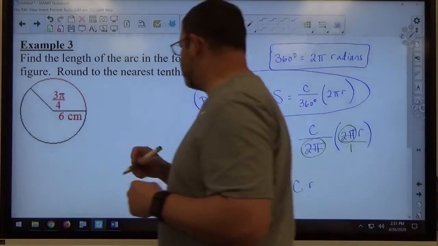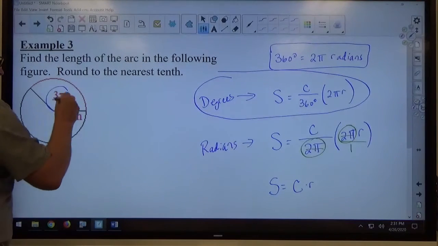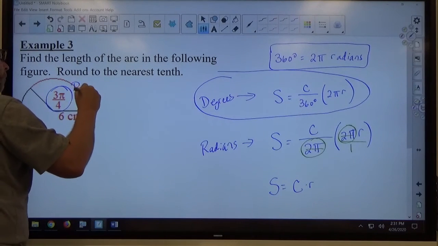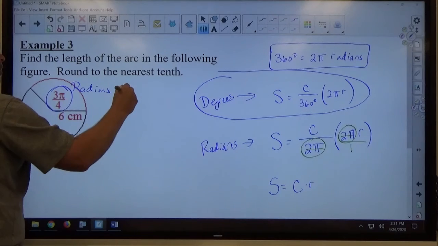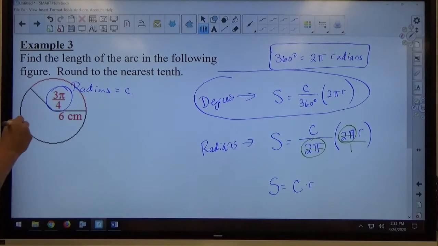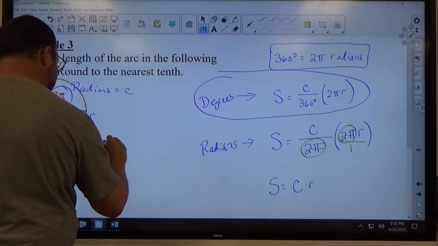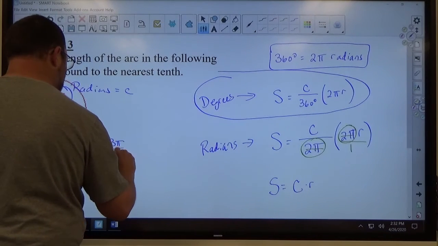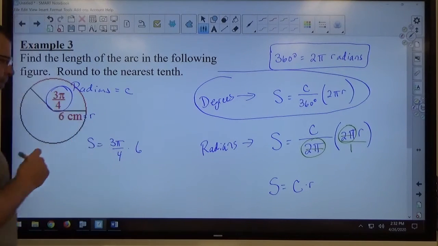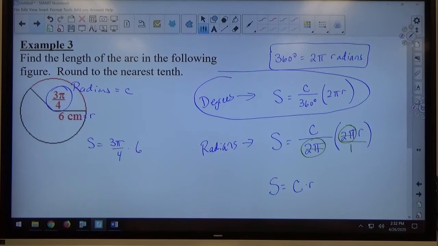Okay, with that in mind, this number is 3 pi over 4 radians. That's what equals C, that's the central angle. And 6 centimeters is the radius. And the formula says I simply have to multiply this times this to get the arc length. So S equals 3 pi over 4 times 6. Once again, it says round to the nearest tenth. Once again, there's a pi happening in the problem, so I'm probably going to use 3.14 to approximate.